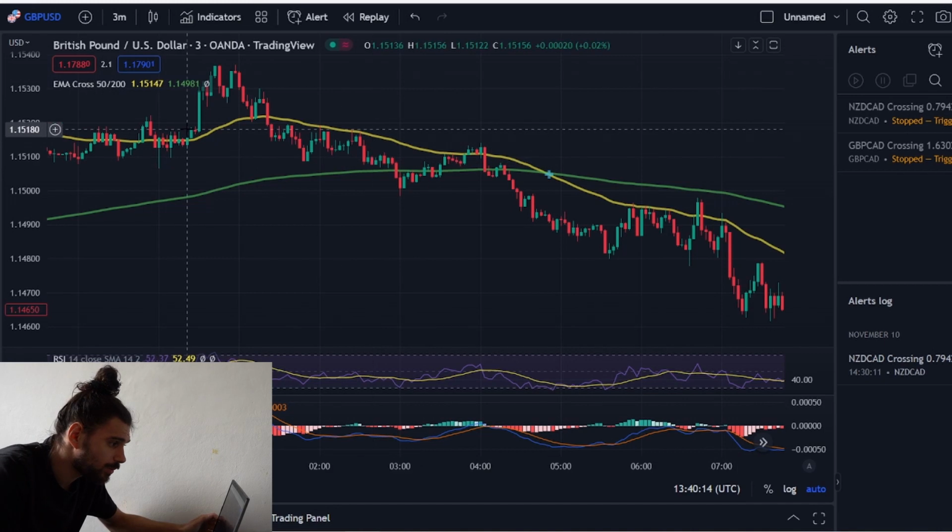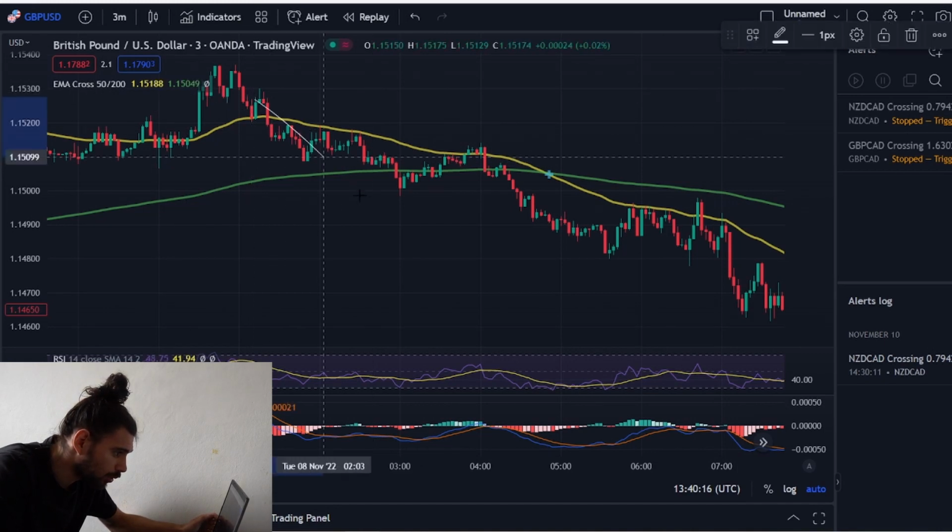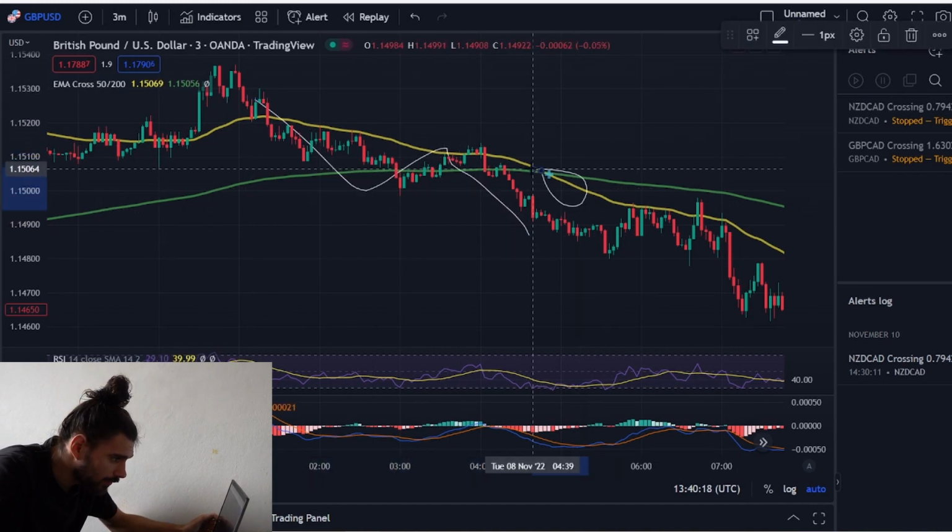So here is a new strategy that you can make money with. So I'm going to show you right away how to do it. So here in front of me is the GBP USD, and I can see the market here broke to the downside. We are below the 200 EMA.